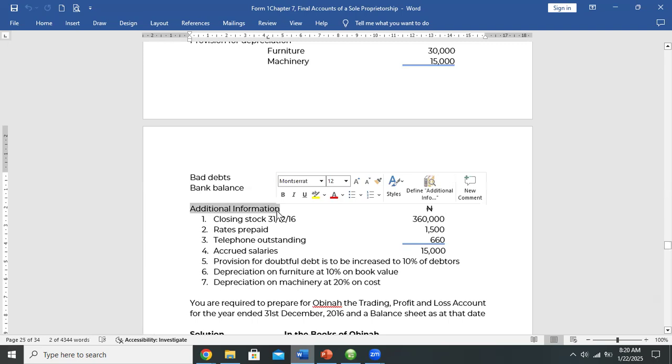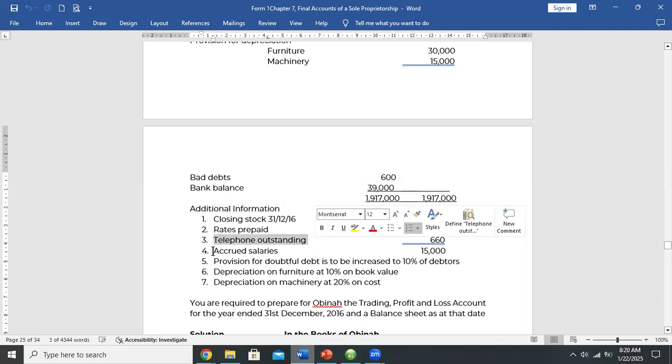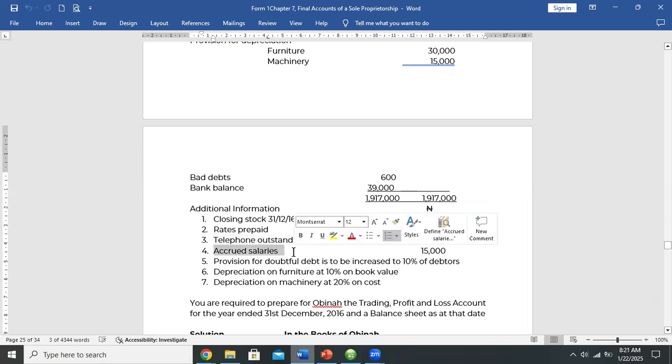You appreciate that what we have done so far didn't have any additional information. In fact, the only additional information that was given was the closing stock, but we didn't have any additional information to, as it were, adjust. So when you see additional information, and for example, look at this one, you see telephone outstanding, then you see accrued salaries. We have just understood that outstanding, accrued, they are all the same thing. They mean you haven't paid for it.